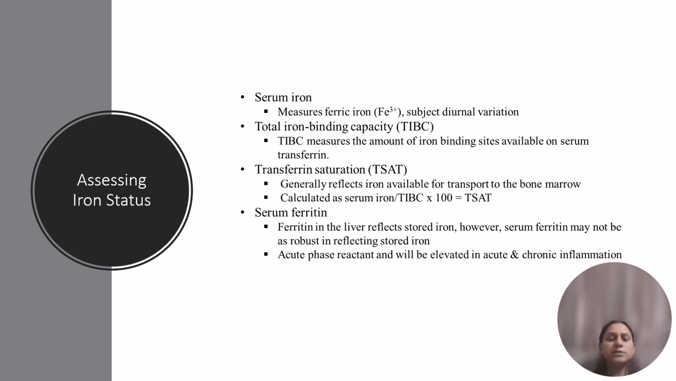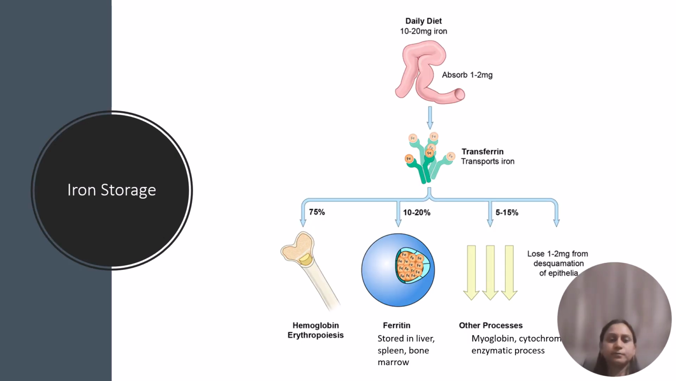Total iron binding capacity measures the amount of iron binding sites available on serum transferrin. Transferrin saturation generally reflects iron available for transport to the bone marrow. So this is calculated as serum iron divided by total iron binding capacity into 100. Serum ferritin reflects the stored iron, but it may not be accurate all the time because it also acts as an acute phase reactant and can be elevated in acute and chronic inflammatory states.